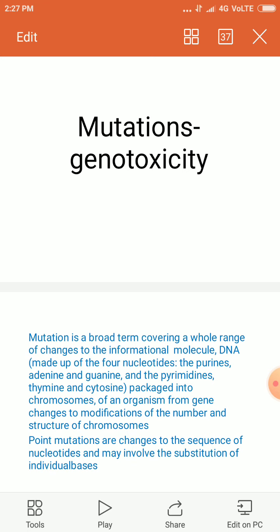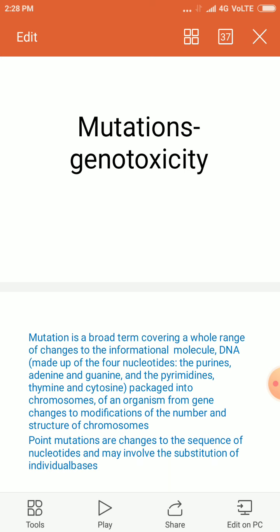It is a broad term covering a whole range of changes which are going to happen to the information molecule, that is called DNA, which is packaged into the chromosomes of an organism. From gene changes, further to the modification of the number of chromosomes and even the structure of the chromosome. So you can observe the modification in the number of the chromosomes and even in the structure of the chromosome.